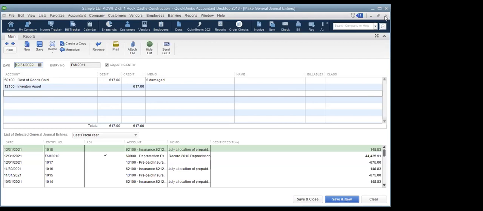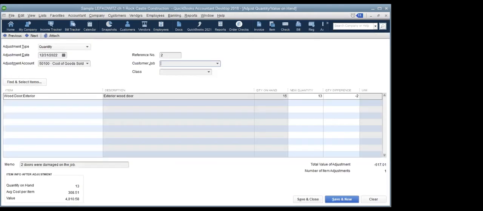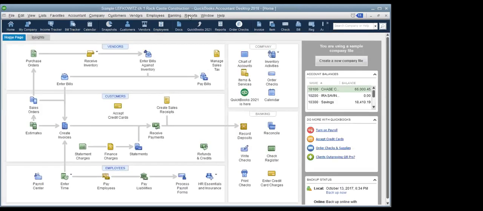So I'm going to close the screen, go back and show you where I went. This is inventory adjustment. You see on top, adjust quantity value on hand. So it's an adjustment to the quantity. Sometimes you'll be doing total value, but most of the time, the reason you do total value is because the same quantity just lost value, became cheaper. So sometimes you'll be doing total value. Here you have cost of goods sold, and here it says wood door exterior. So this is a journal entry that's touching inventory for sure. I'll save it and show the journal entry.